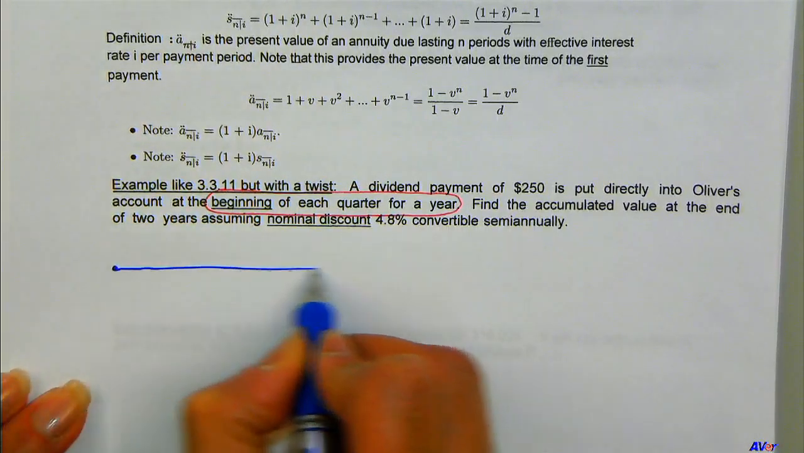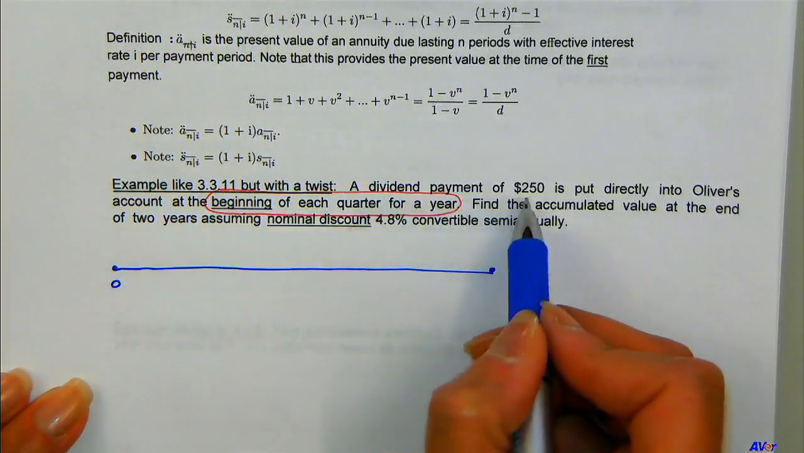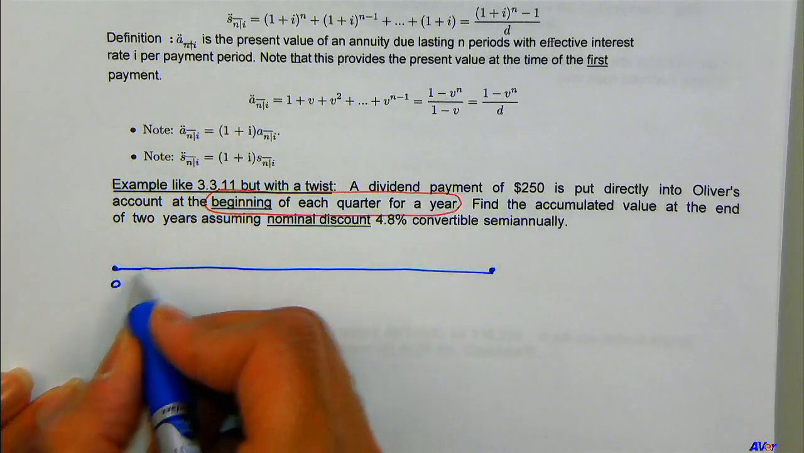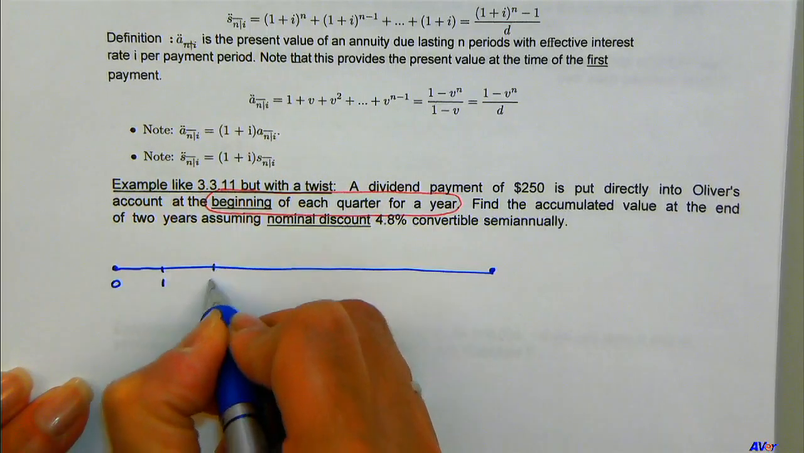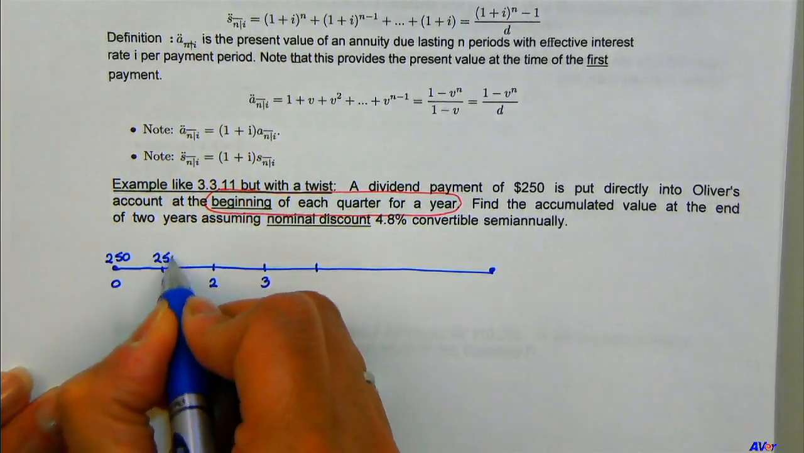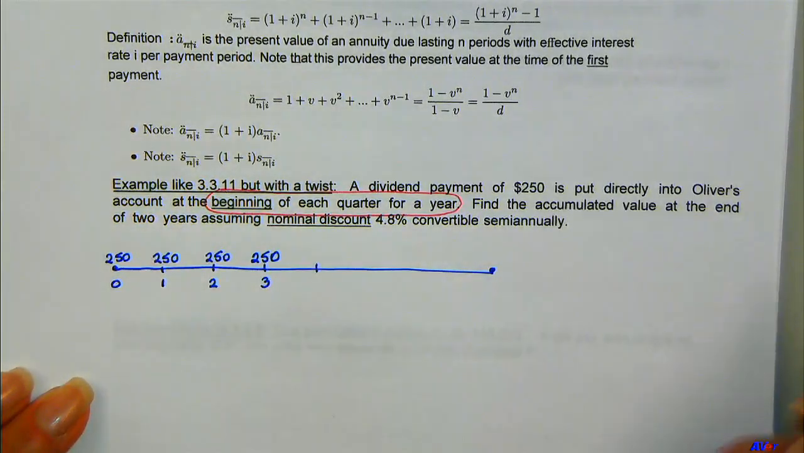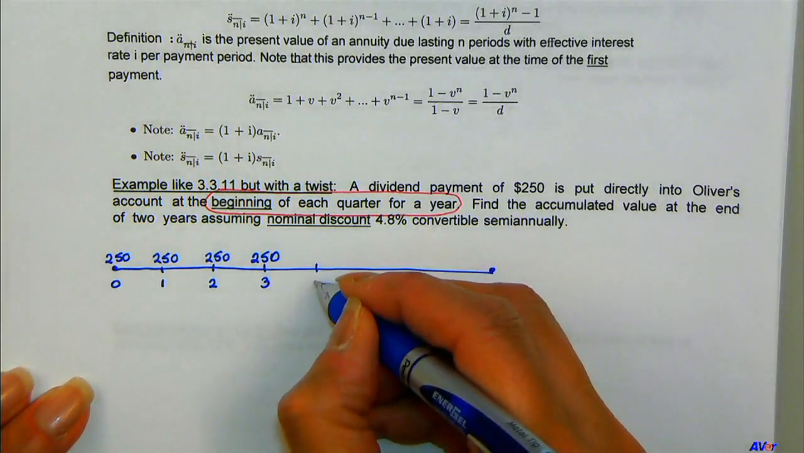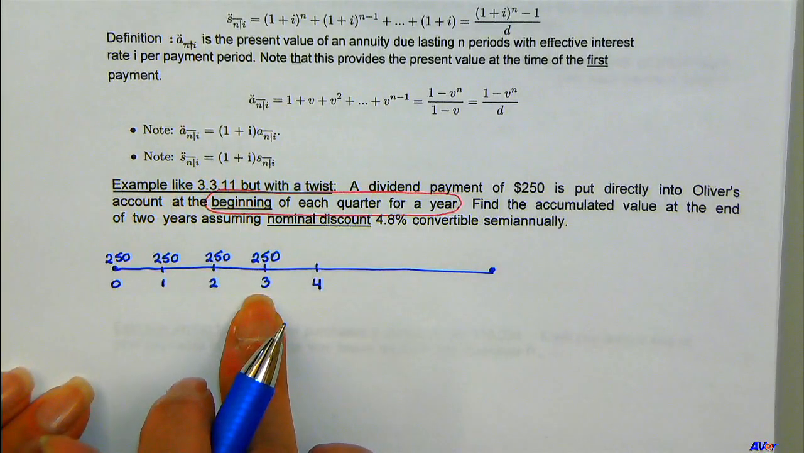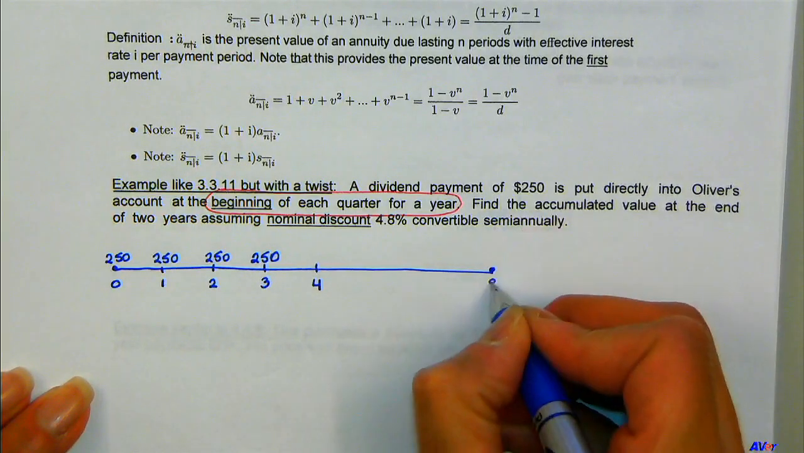Let's draw a timeline. A dividend payment of $250 is put directly into Oliver's account at the beginning of each quarter. So at time 0, time 1, time 2, time 3, $250, $250, $250, $250. At the beginning of each quarter for a year. So this is 4 quarters right here. There are 4 payments, the last one happening at time 3. Find the accumulated value at the end of 2 years. That means 8 quarters.